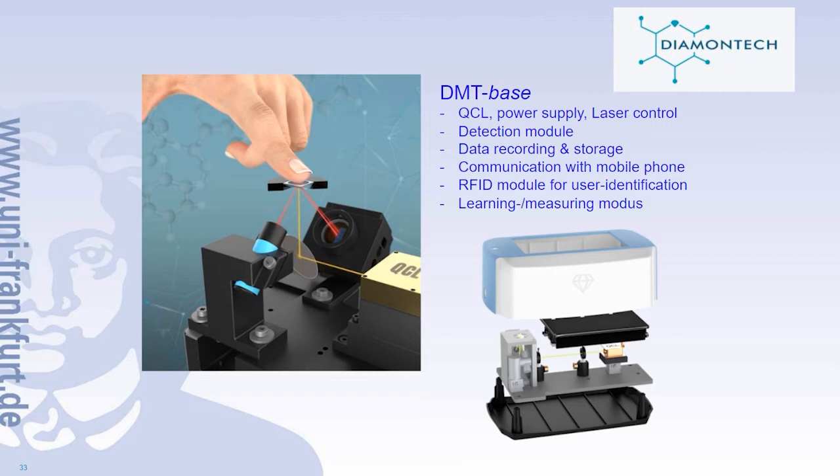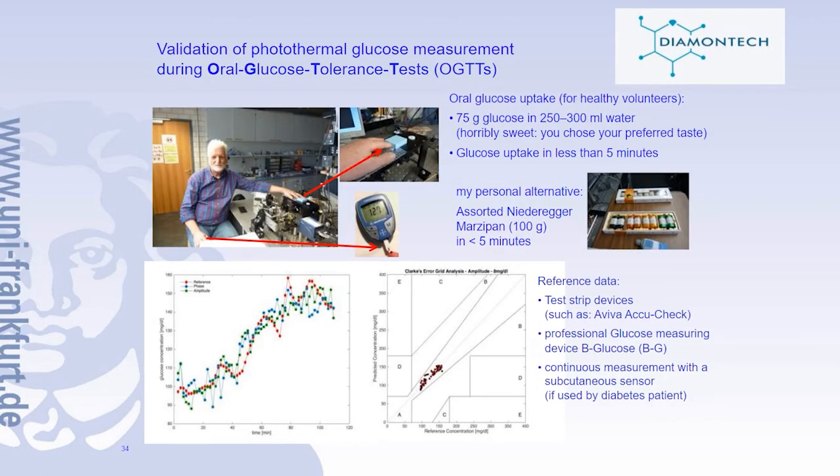The quantum cascade laser, this yellow line here, the infrared pump beam, goes into the finger. The finger layers in skin are warmed up. The internal reflection element senses this warming, and you have a red laser diode and a position-sensitive detector here to detect the deflection, and that is used to calculate the glucose concentration. This technology has to be validated.